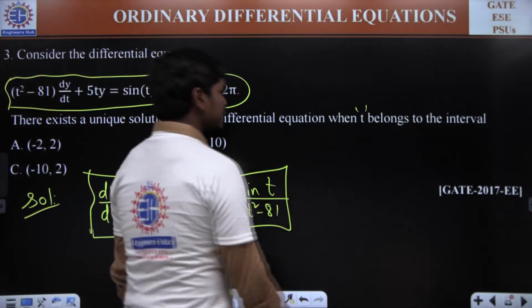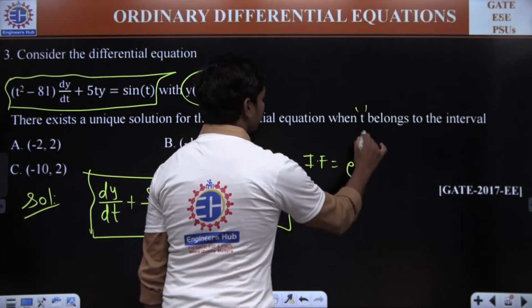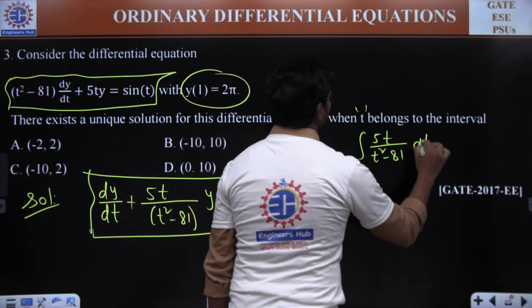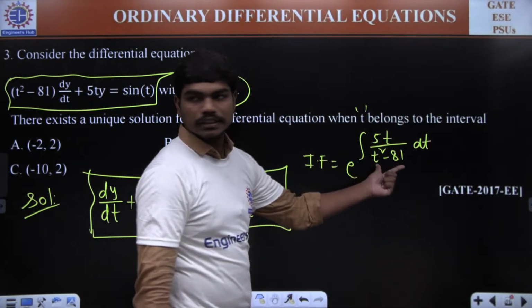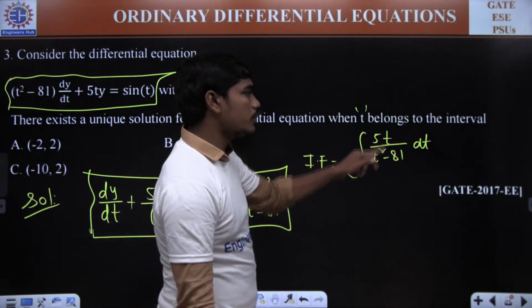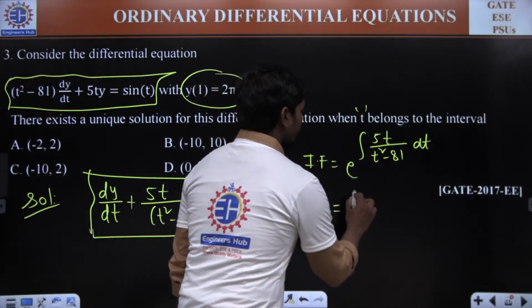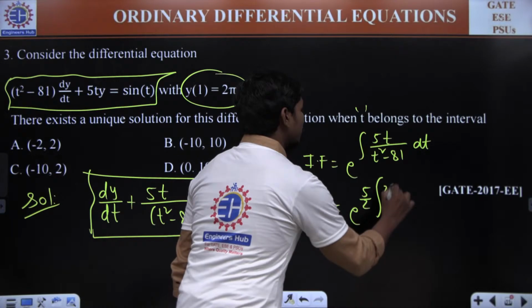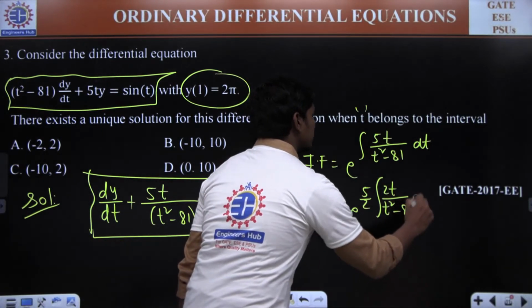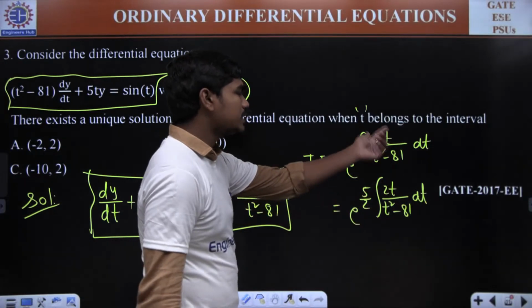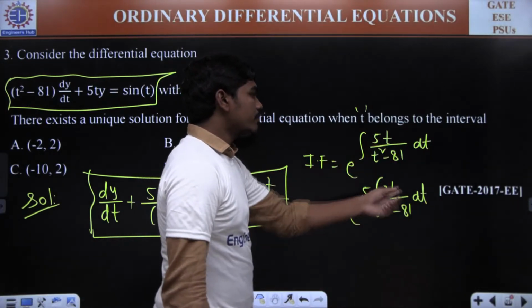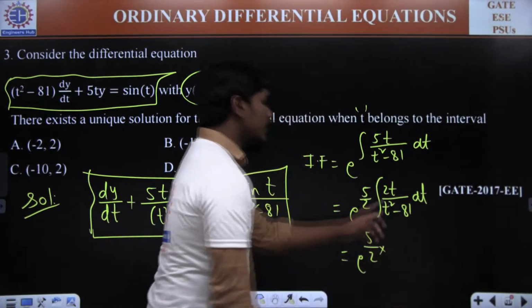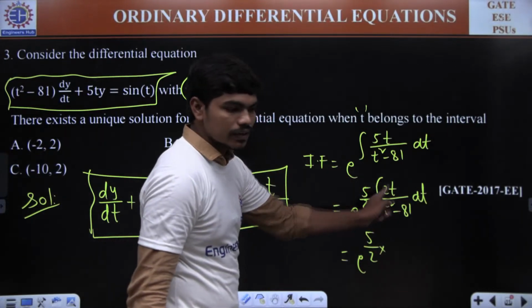Now, if this is a Leibniz linear equation, the integrating factor is e to the power integral of 5t divided by (t² − 81) dt. This is what you have. Now, what's the differentiation of t² − 81? It is 2t, and we have t in the numerator. So forget about the constant; we can write 5/2. E to the power 5/2 integral of 2t/(t² − 81) dt. Can I write this? Yes or no? Because I'm adjusting the numerator so that I get the numerator as the differentiation of the denominator. That's it. So this is equal to e to the power 5/2 into the integral of the derivative of the denominator over the denominator, dt, 1/(t² − 81).